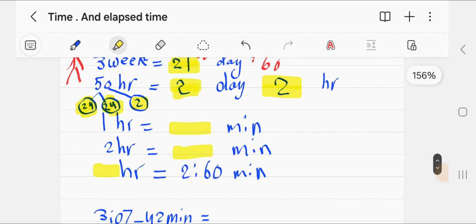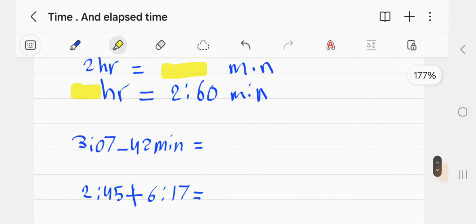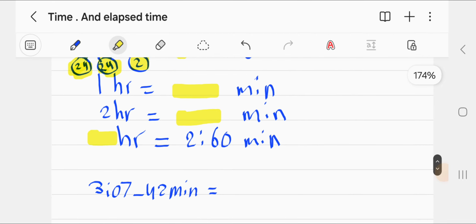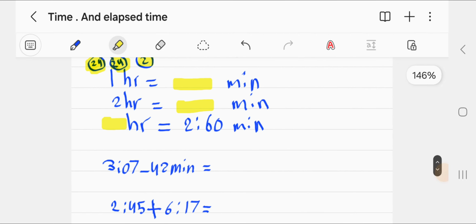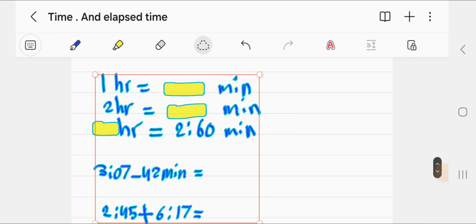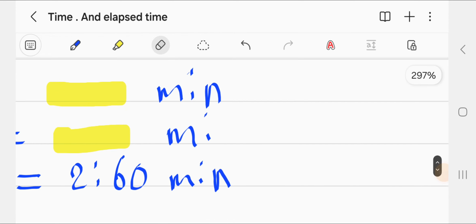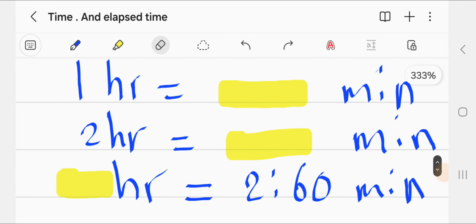What about the third idea, making addition or subtraction with time? Firstly, before making addition or subtraction, I need you to know something. Just pay attention. Let's revise it. You already took this in primary 3. Just revise with me. Let's take another color.